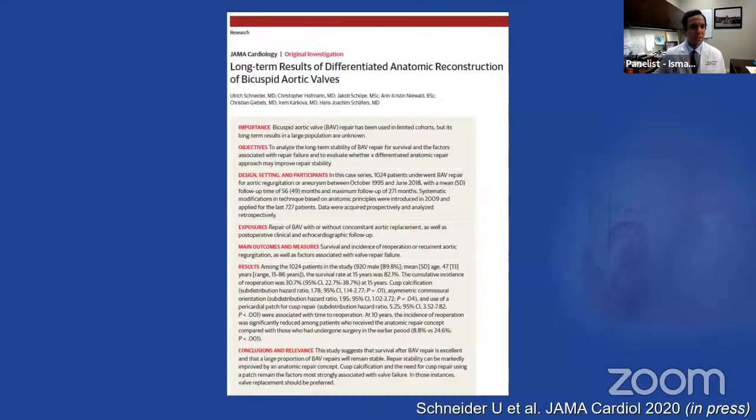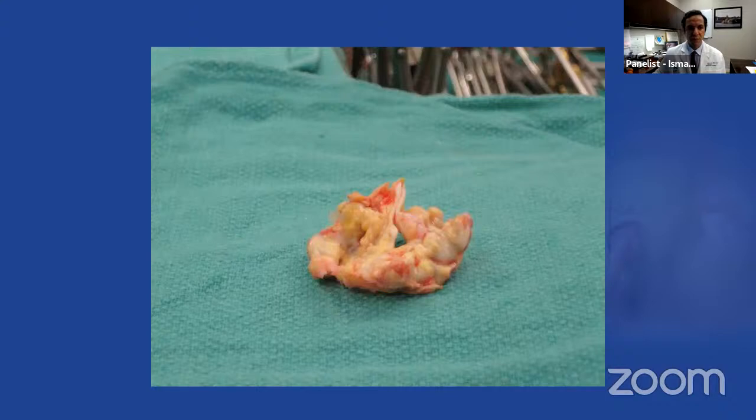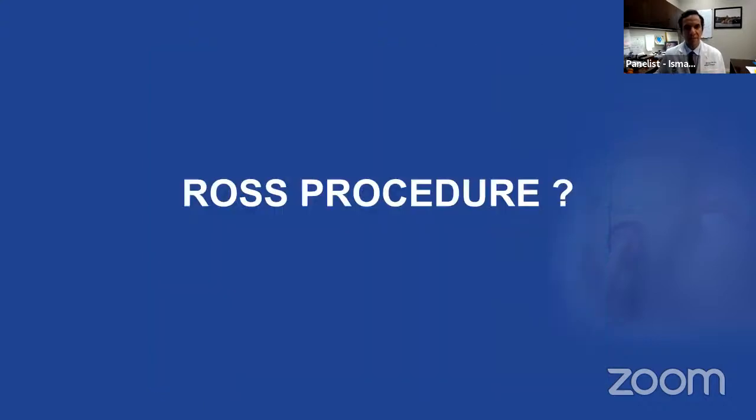And this is the largest long-term data of bicuspid aortic valve preservation. This is data from Schaefer's group in Germany of almost 1,000 patients undergoing bicuspid valve repair. And looking at survival of these patients versus the general population, they showed survival that was identical up to 15 years to that of the German general population. Again, very different data from what I showed you with aortic valve replacement with mechanical or tissue valves. But the question is, what do you do when the bicuspid valve looks like this, and you cannot repair it, and you cannot preserve it? What is the role of the Ross procedure in that context?